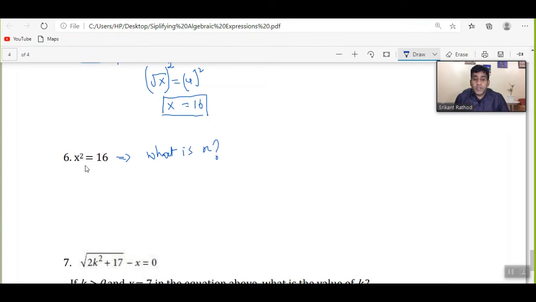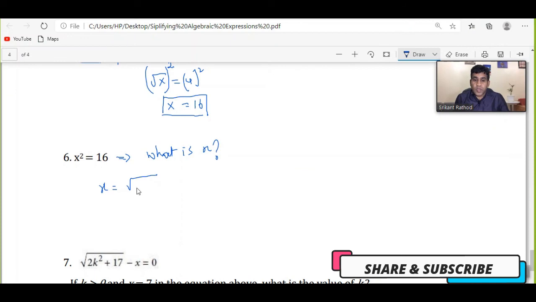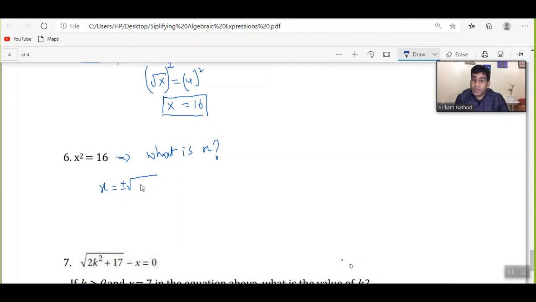So to get rid of this square, we can say that x can be written as plus or minus square root of 16. As I told, I'm mentioning plus or minus because 16 is a perfect square. 4 squared is 16, and it may be because of plus 4 or minus 4. So to get rid of the square, we have to write a plus or minus sign in front and take the square root of that number. So x is equal to plus or minus 4.